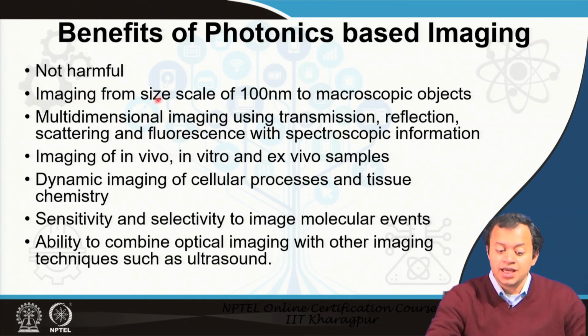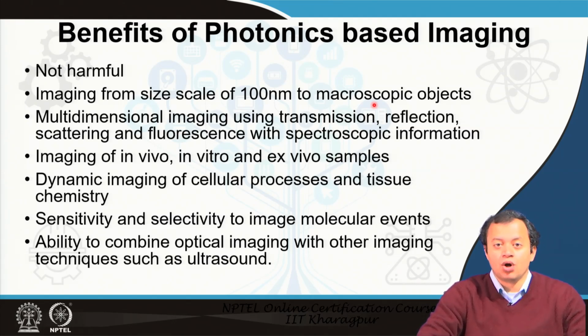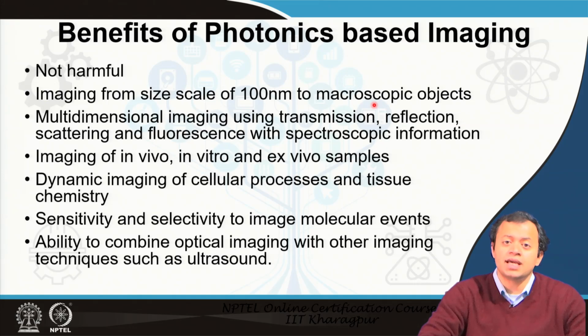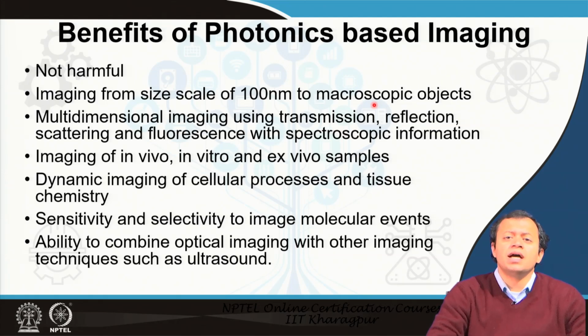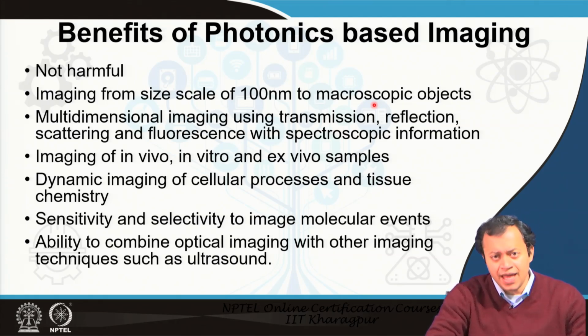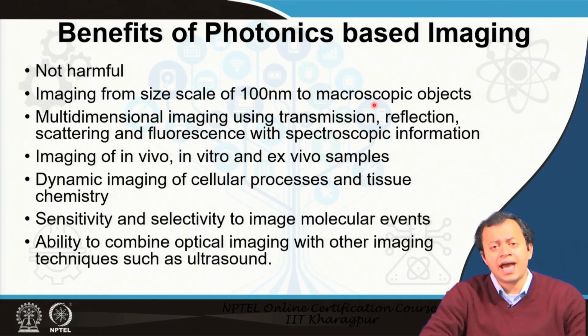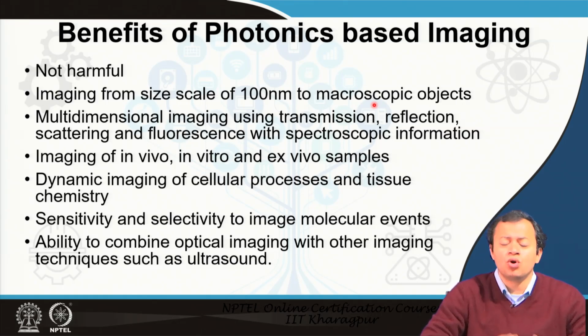Then importantly, the imaging size scale ranges from 100 nanometers to macroscopic objects. I can put a few drops of blood or a few tissues or cells under a microscope and get an in vitro study, as well as do an in vivo study where a small tube can be inserted inside any human orifice, and then using that endoscopy based technique I can image a small to large area.